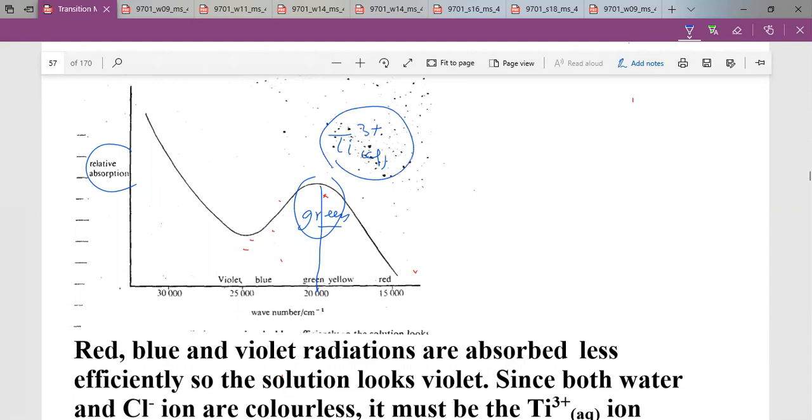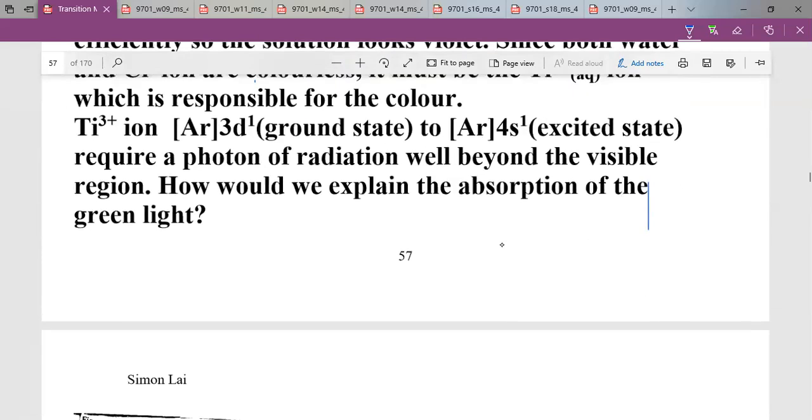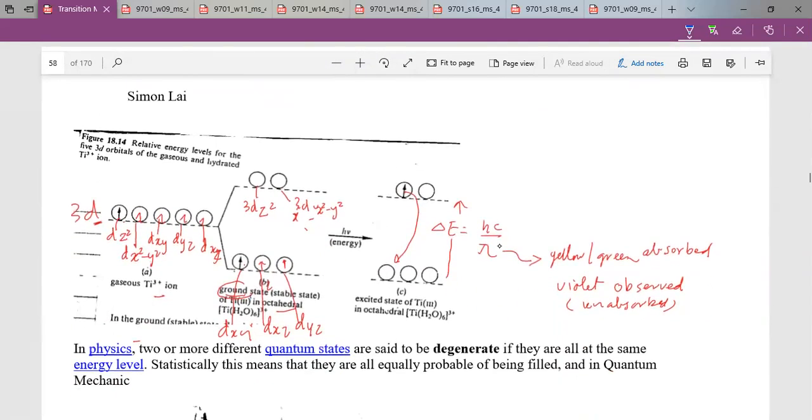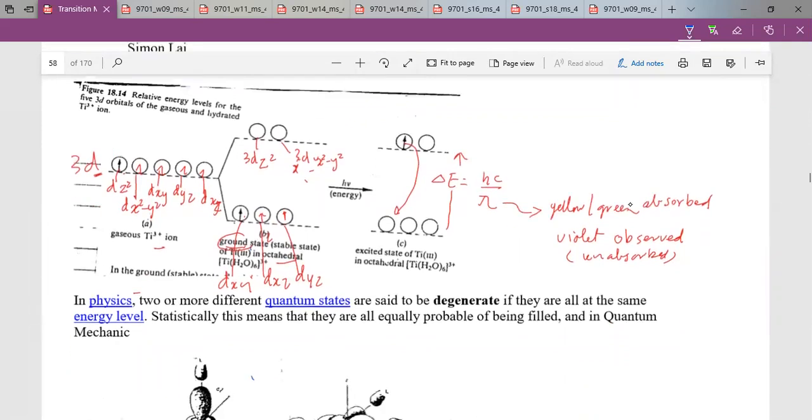There must be a transfer of electron from a lower energy to a higher energy. So how can that happen? As I said, it cannot happen from 3d to 4s, because from here to here the wavelength is still in the UV region. So they said, well, there's something called crystal field splitting theory. Now watch out, this is how they explain it.